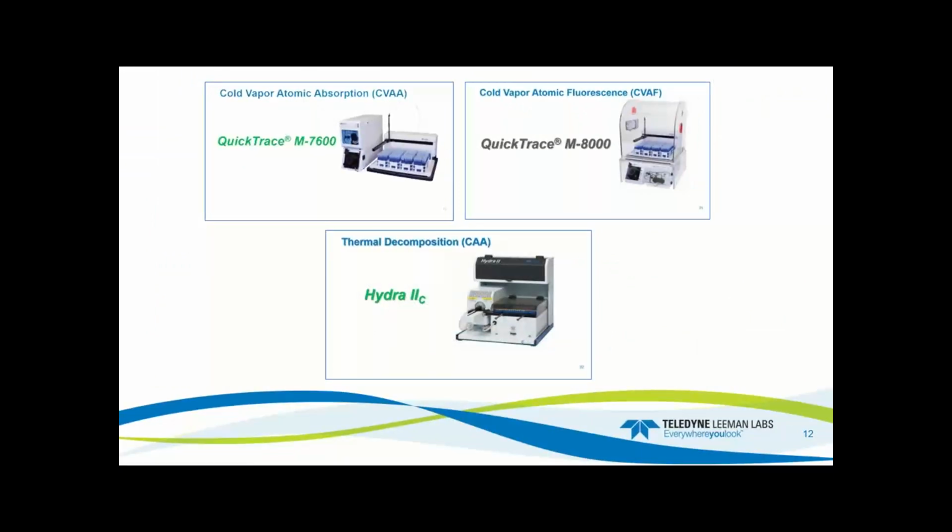So here is the family photo again. You can see the QuickTrace M7600, which is our cold vapor atomic absorption unit, the QuickTrace M8000, our cold vapor atomic fluorescence unit, and the Hydra 2C, which operates by thermal decomposition.